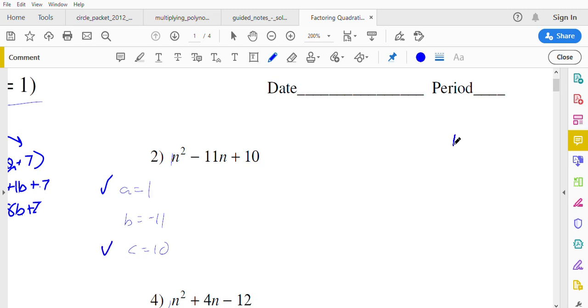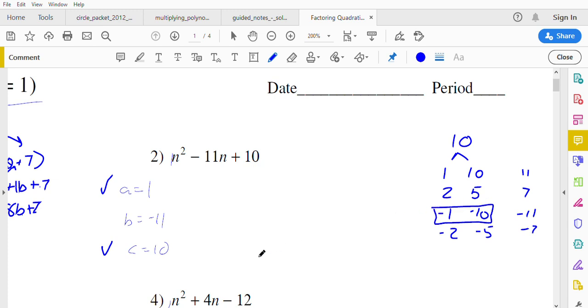So let's say, what are my factors of 10? Well, first of all, if they have to add up to negative 11, we want the negative numbers. But let's just list them all out. I have 1 times 10, and I have 2 times 5. I have negative 1 times negative 10, and negative 2 times negative 5. Well, 1 plus 10 is 11. 2 plus 5 is 7. Negative 1, negative 10 is negative 11, and negative 2 and negative 5 is negative 7. So these are the set of factors that I want. They multiply to make my C term, and they add up to make my B term.